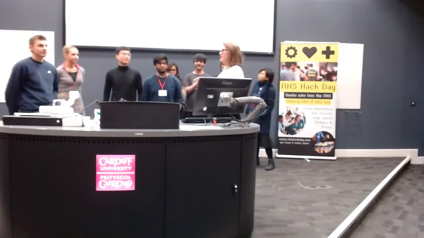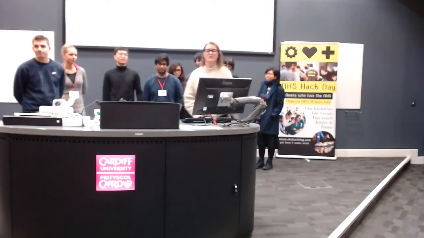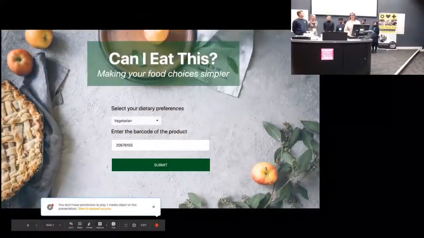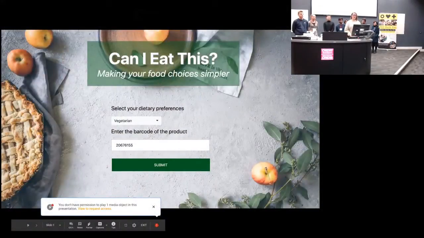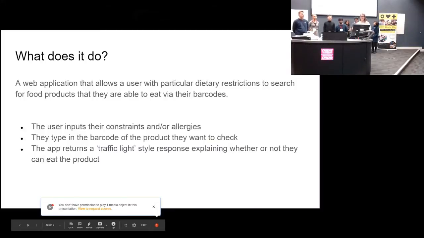So we're mainly data journalism students at Cardiff, so we're quite new to the developing side, but we've made a simple web application called Can I Eat This?, which allows a user with various dietary restrictions to search for food products that they might be able to eat via their barcodes.